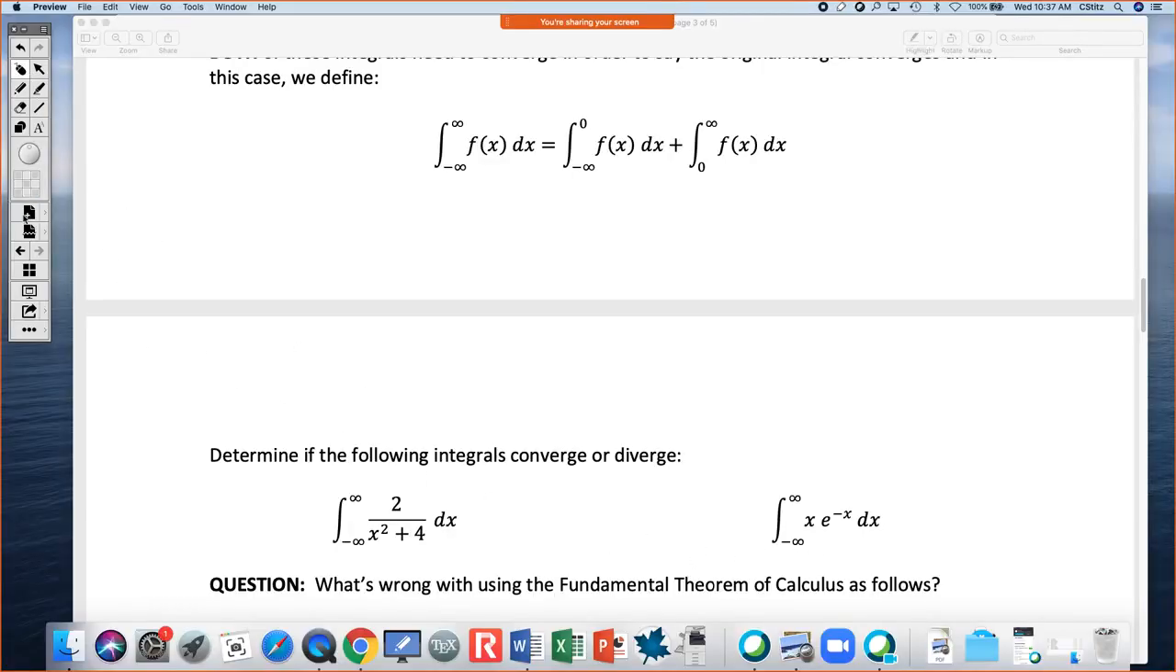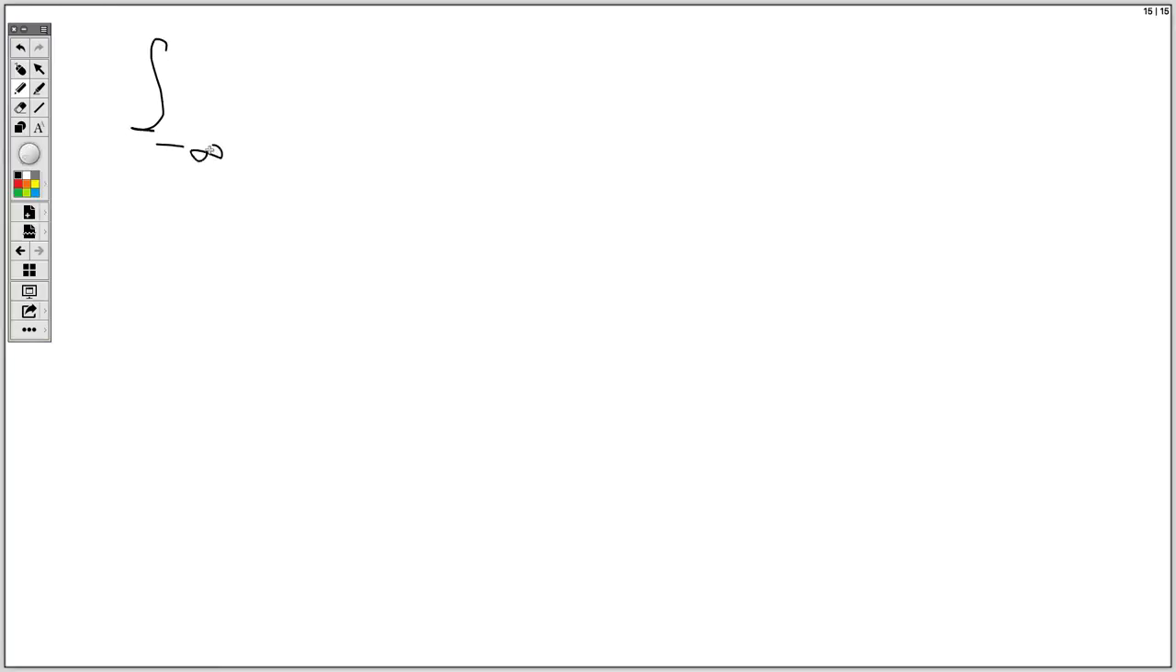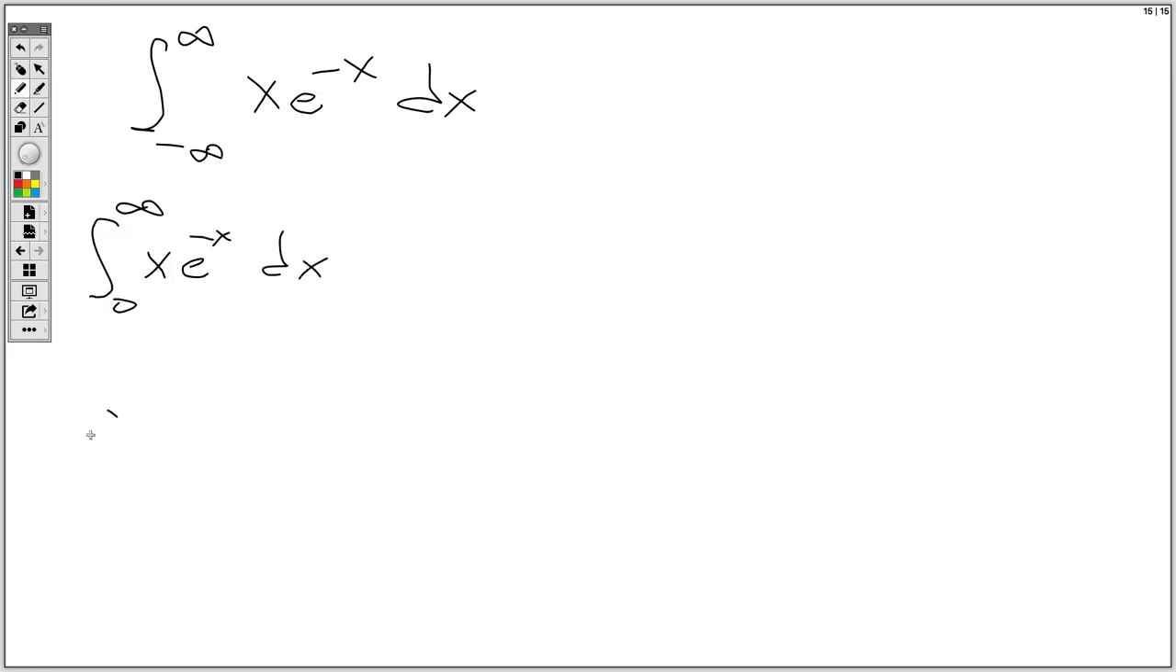Now this next example here, once again, we've got limits on both ends at infinity. So what we're going to try to do is break this thing up and look at the integral from 0 to infinity of x e to the minus x dx, and the integral from minus infinity to 0 of x e to the minus x dx.